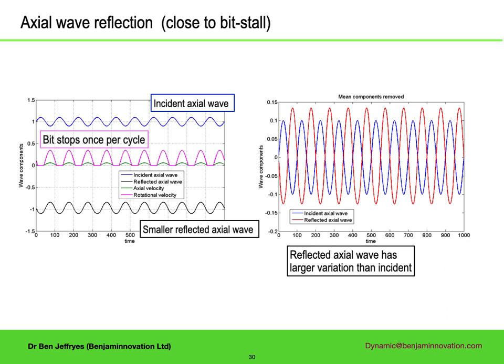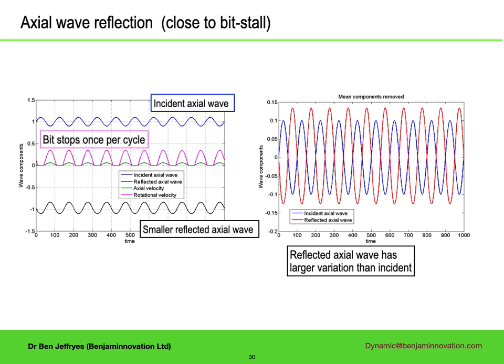If we look at the variation in axial velocity on the right, you can see that the axial wave variation in the reflected wave is larger than the incident. This example is difficult to convert to real life, as what we are looking at here is a drill bit on the end of an infinite drill string.